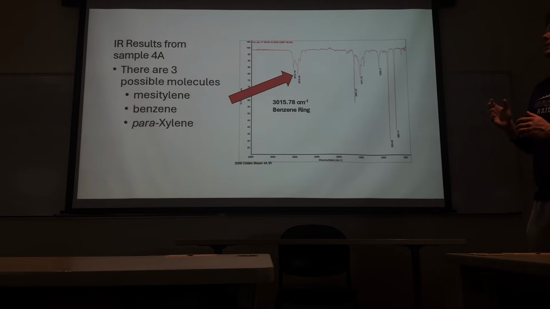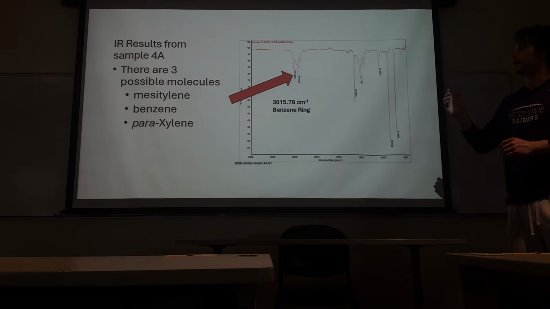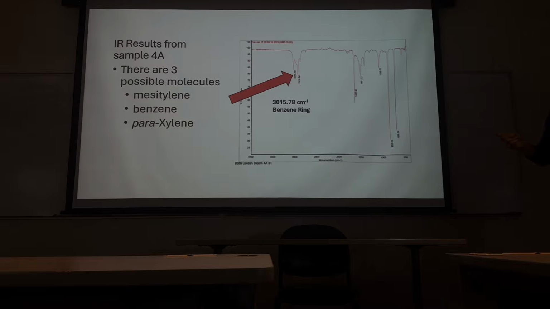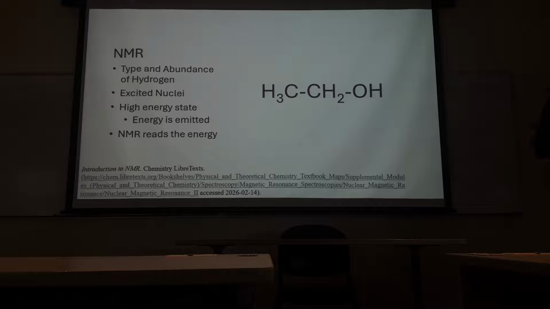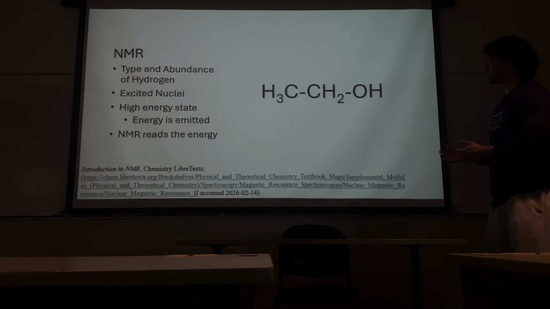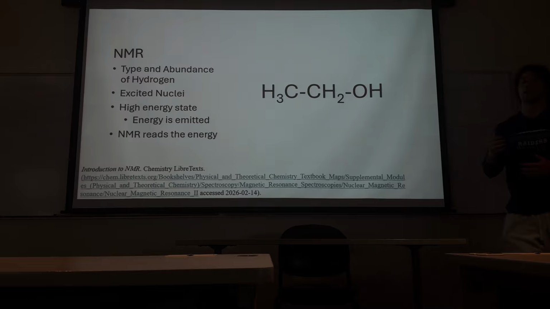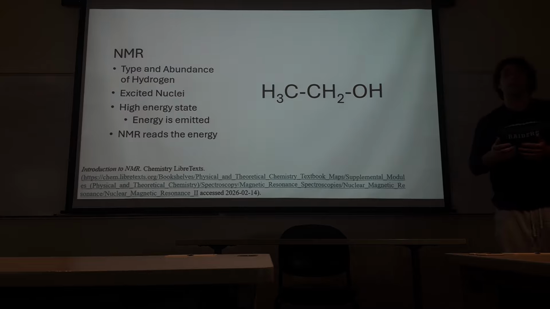So from the table above, showing all the potential molecules, there are only 3 possible molecules this could be. It is mesitylene, benzene, or paraxylene. So how do we determine which of the 3 it is? We use NMR spectroscopy. NMR is able to find the type and abundance of hydrogens.